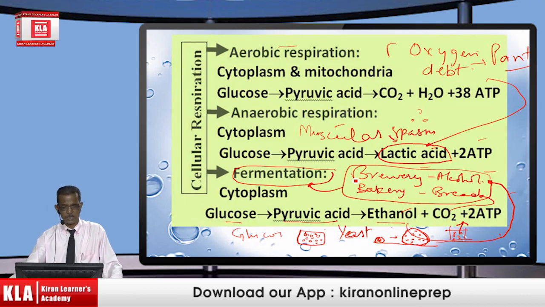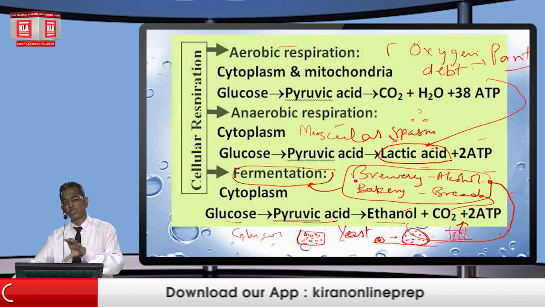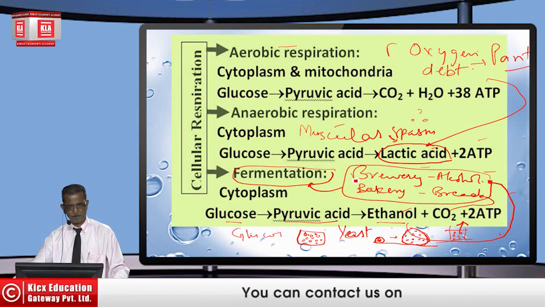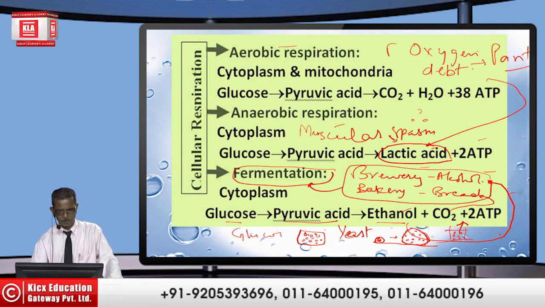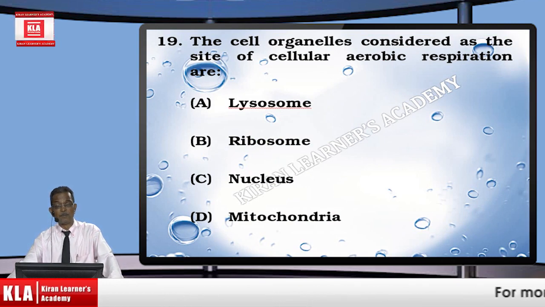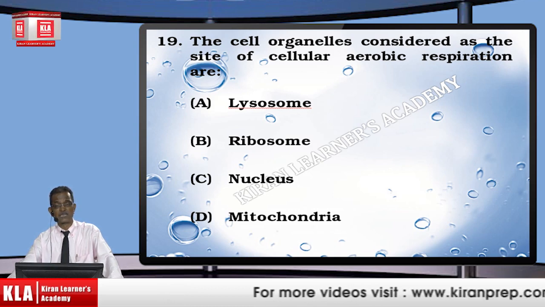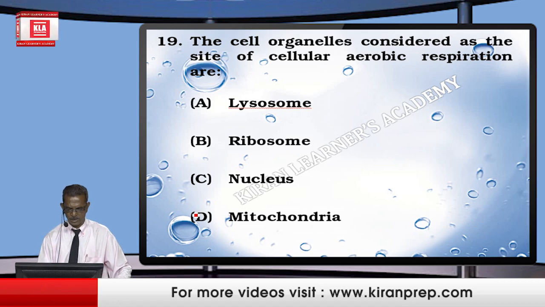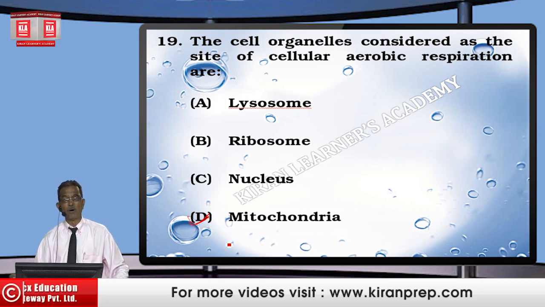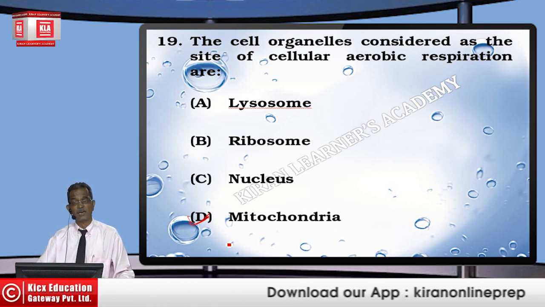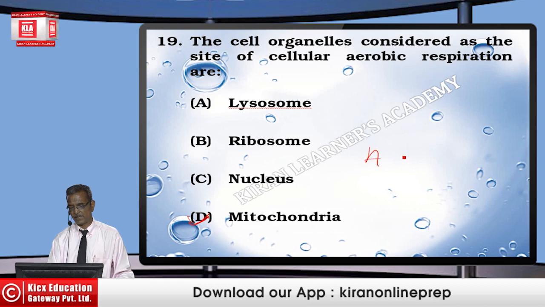Right? Let's proceed with a question that has been asked with respect to this cellular respiration part of respiration. The cell organelle considered as the site of cellular aerobic respiration is, if you remember the cell biology part, you must have learned that mitochondria are the ones which are called the powerhouse of the cell. Why are they called the powerhouse of the cell? Because they are the site where energy is produced in the form of what we call ATP.